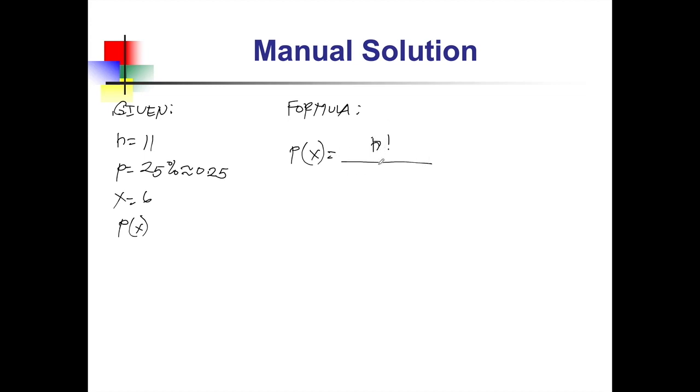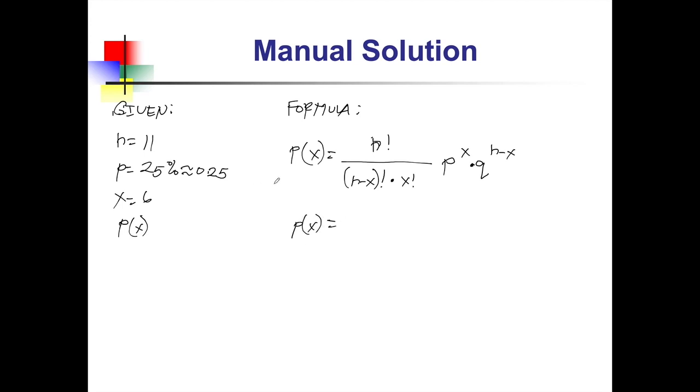Factorial, this is n, minus x, all over n minus x factorial, multiplied to x factorial. Multiply again to p raised to x, which is the positive one. Multiply to q raised to n minus x. So let's have here P of x.